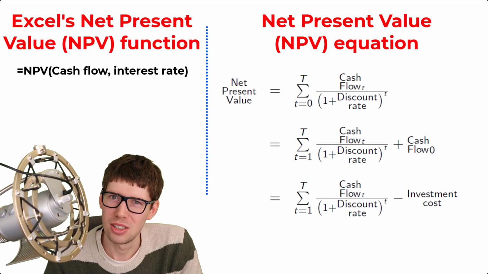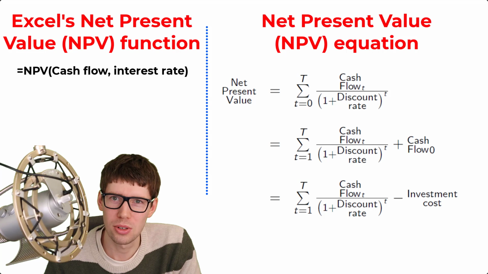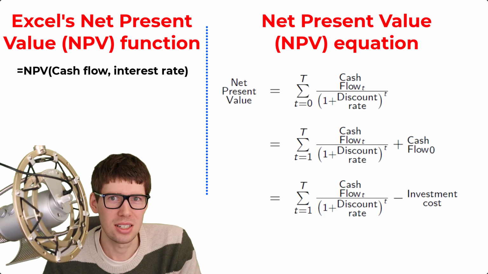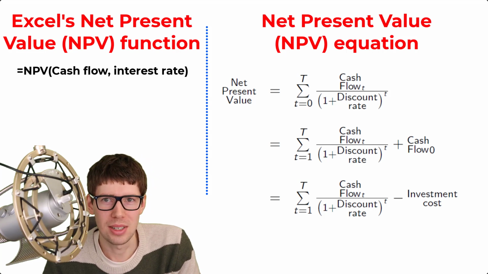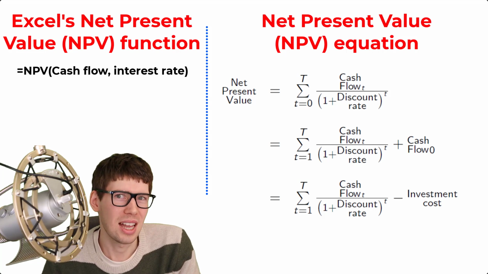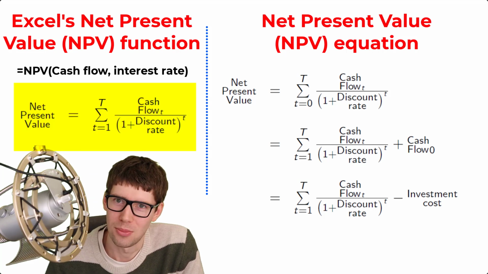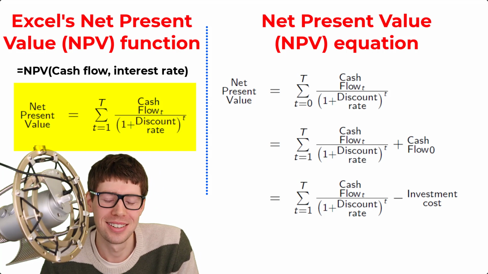There is a function in Excel called net present value, or NPV for short, but it's not actually calculating net present value. It's not implementing the net present value equation that you see here on the screen. So what is it actually doing? Well, it's doing this, and do you see the difference here?